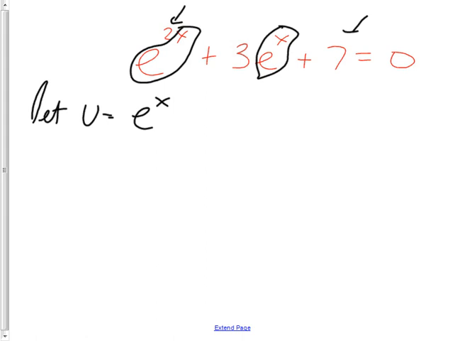I'll pause for a second while you work on it. Okay, here we go. See if you can learn from this now. After you do that u substitution, don't talk now, you have this.